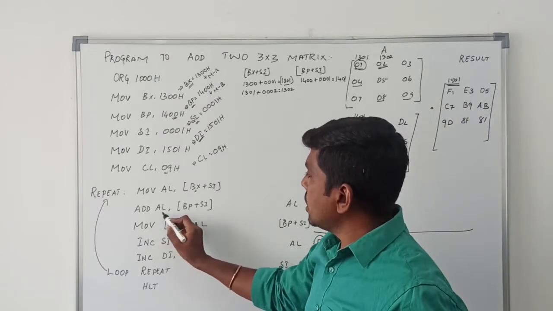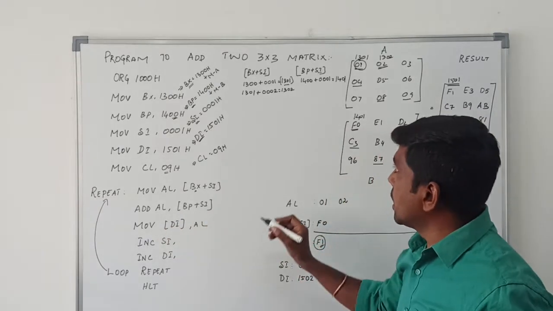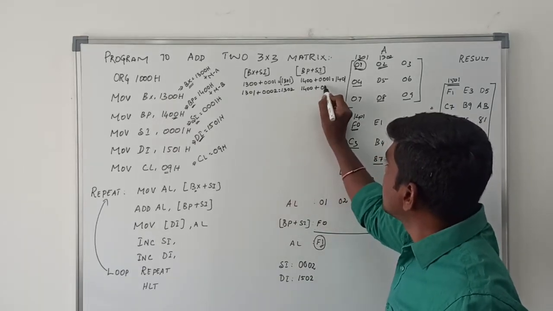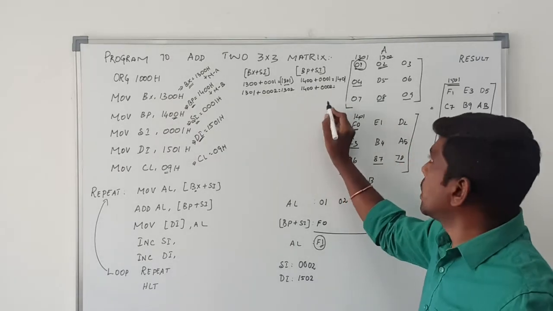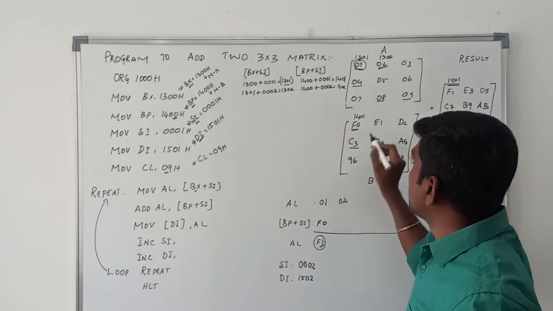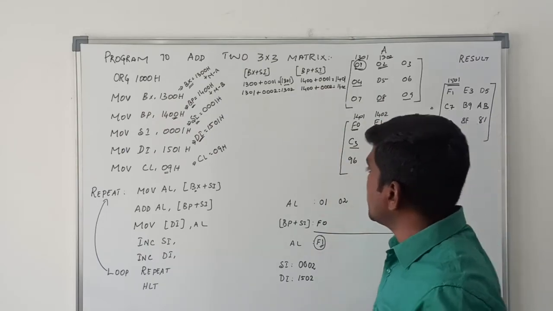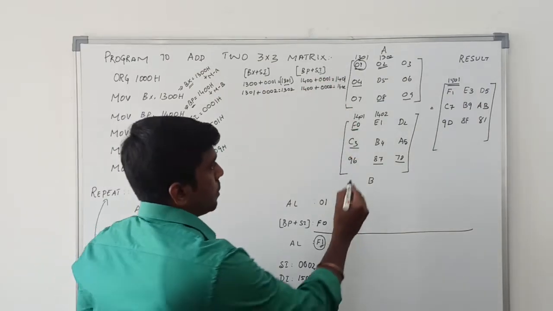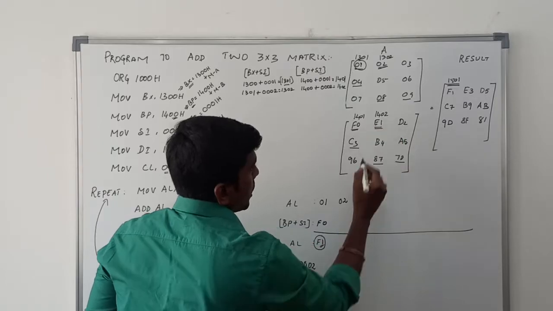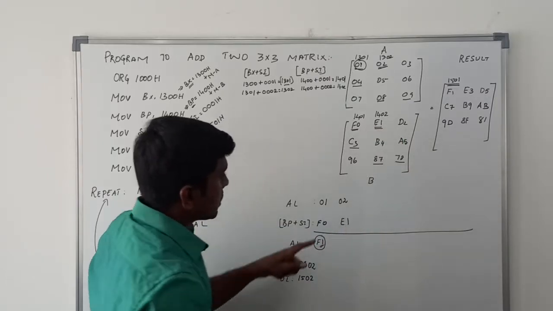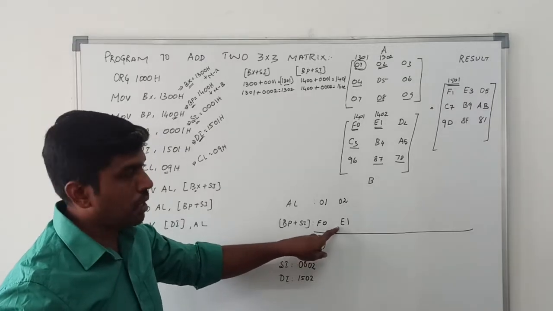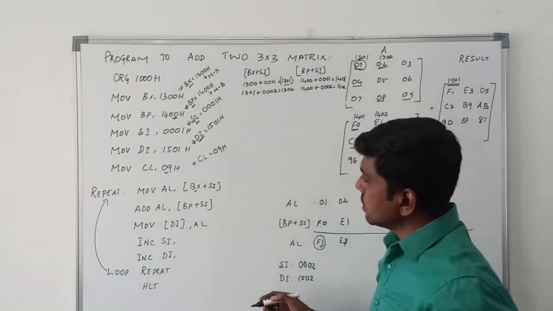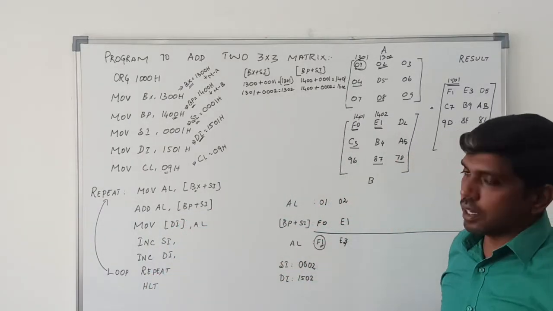The next instruction, ADD AL, [BP+SI]. So BP value is 1400 plus SI value is 0002. Just adding these two contents, the memory location is 1402. In this memory location, whatever value is present, that content is added with the accumulator value. This memory location holds the 8-bit value E1. Just adding the accumulator content and this value, you get the result E3. So this result is stored in the accumulator register.